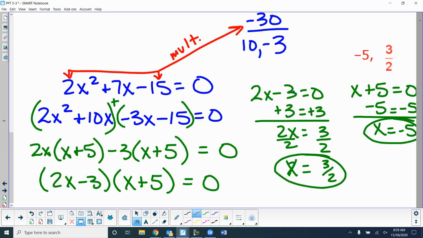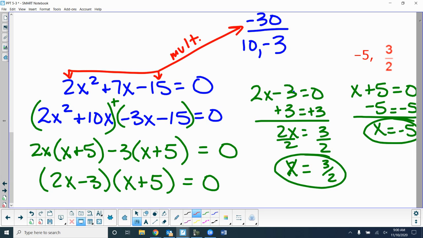Now, when I group, I take GCFs out. What's the GCF between those 2? 2x. 2 and x, right? 2x squared divided by 2x gives me that x. 10x divided by 2x gives me that 5. Okay?